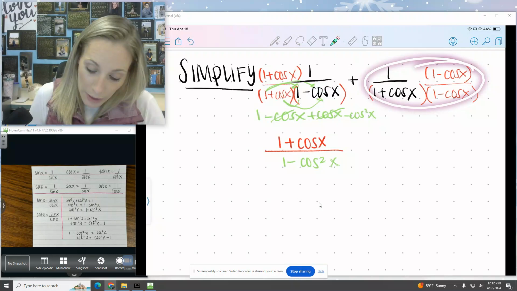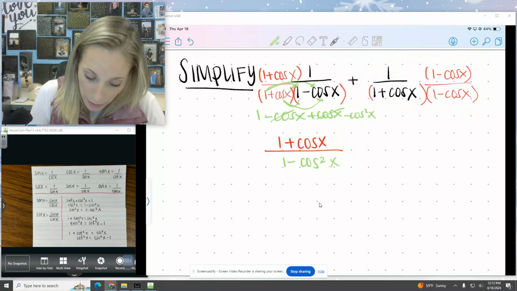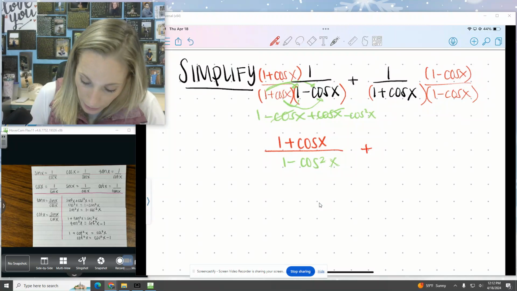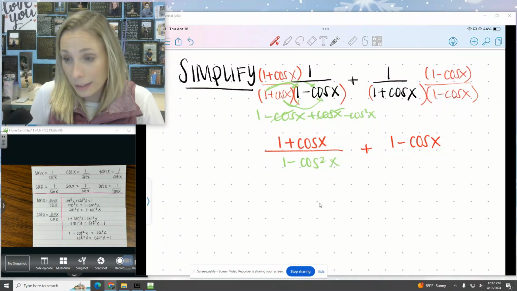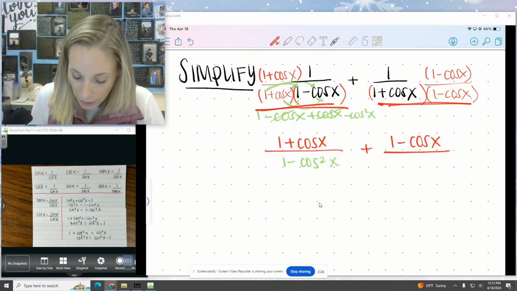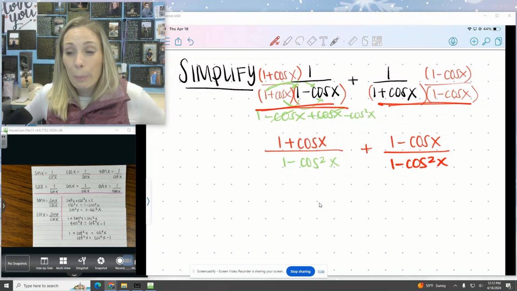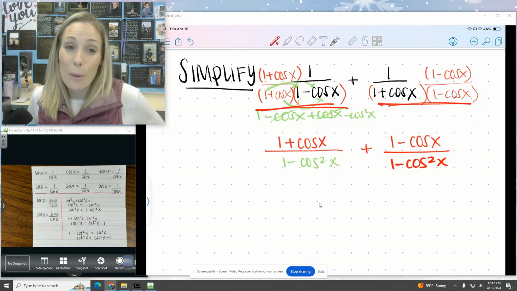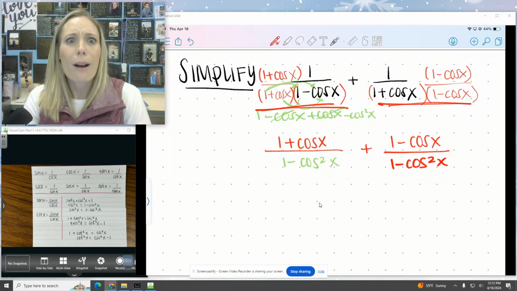Now we need to simplify this fraction. So we're going to take our 1 minus cosine of x and we're going to multiply it by 1. Go back to the red here. We're going to put plus, and that's going to be 1 minus cosine of x, because 1 times anything is that anything. And we already did the work for this denominator. It's the same exact thing as this. So it's going to be 1 minus cosine squared of x. And it better be the same thing, because we just went through all of that work to get a common denominator. And so if it's not the same thing, you don't have a common denominator, what in the heck did you just do?